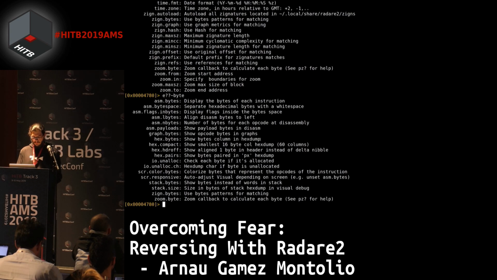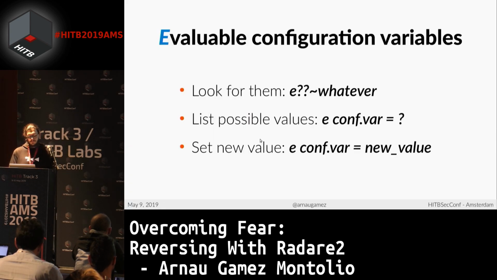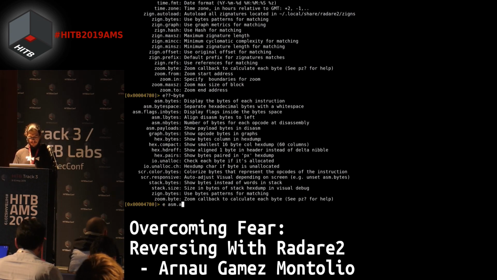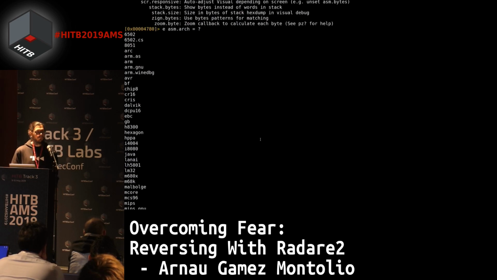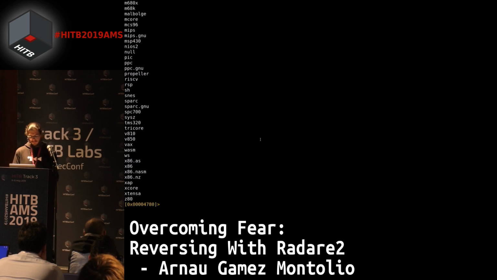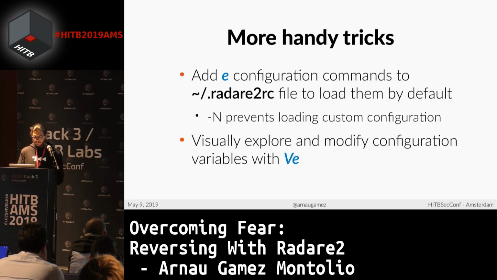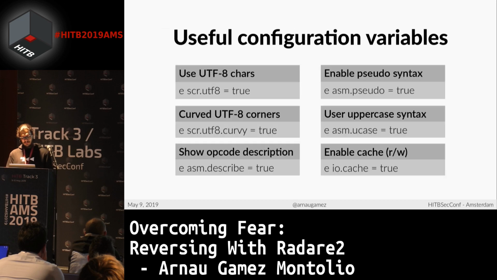Yeah, look for them with internal grep. We can list the possible variables if we just make the configuration variable equals a question mark. If it has a predefined set of values that it can take, it will give us those. For example, e asm.arch. It gives us which architectures can be defined here as a variable. That's an example. And a lot of them are just binary values, true or false. And we can set a new value, just with an assignation.